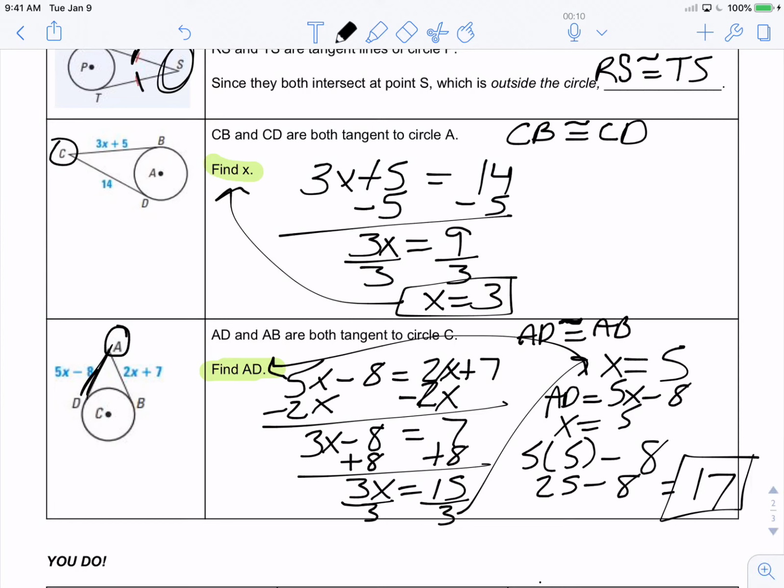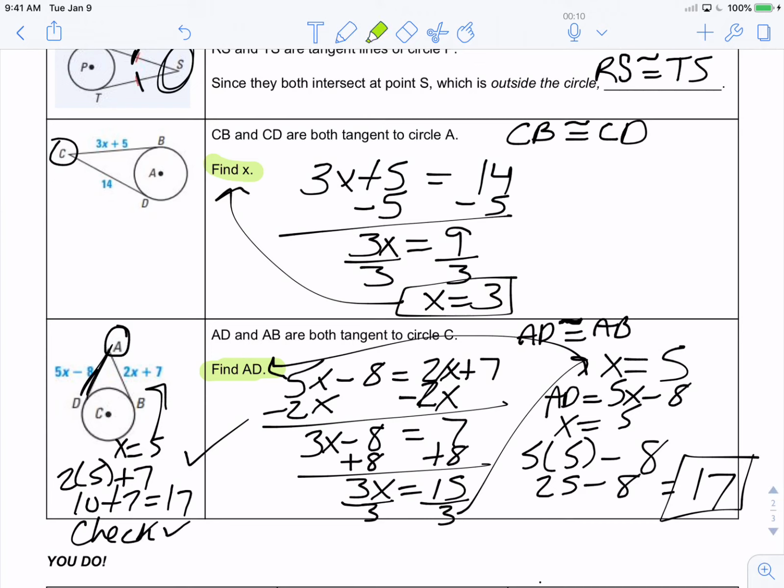A way I could check this is I could also plug X back into here and get 2 times 5 plus 7. That's 10 plus 7. That's 17. That's correct. That's just a way to check your work. This is just checking our work.